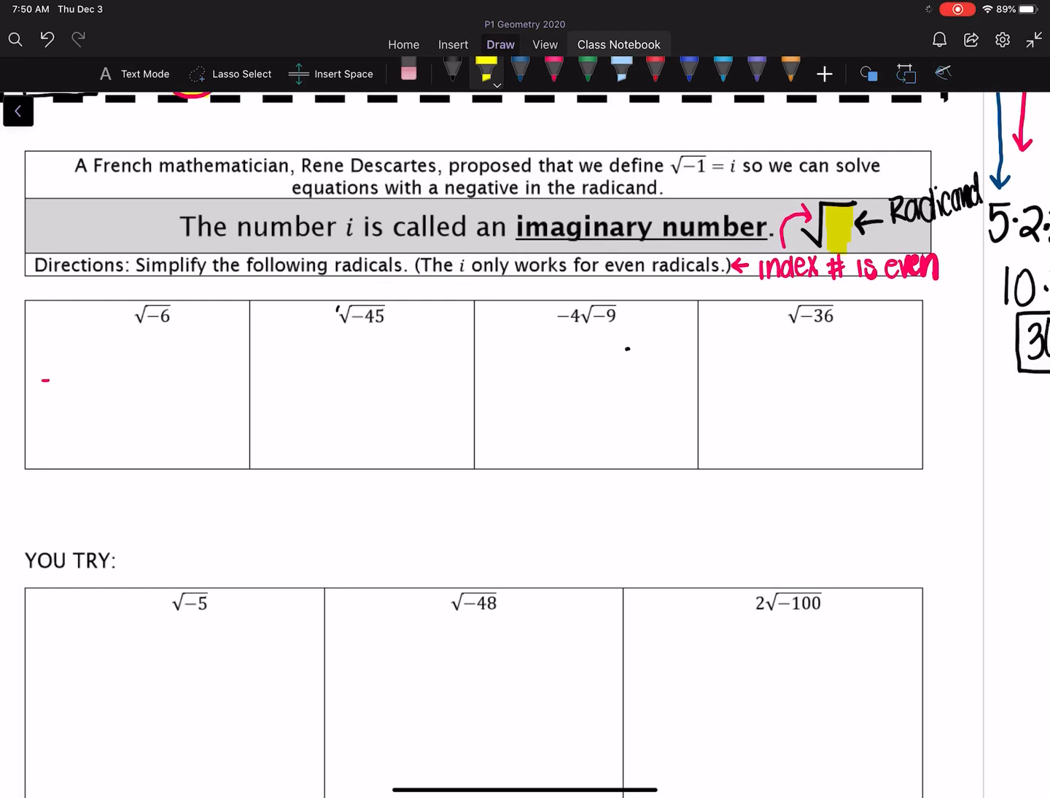We call imaginary numbers i, and we're going to use the idea that the square root of -1 is equal to i. This helps us solve equations with a negative number in the radicand. One other thing to note is that i only works for even radicals, and that means that my index number, the number on top of the square root, is an even number.